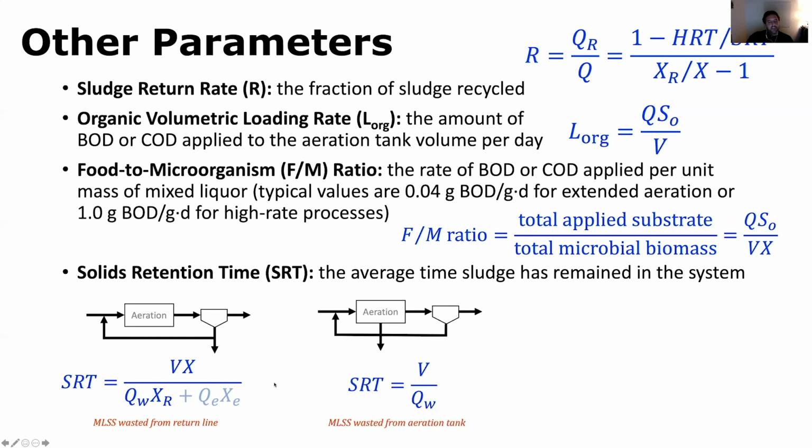However, if the sludge is wasted from the aeration tank, as shown in this diagram here, then SRT is equal to V divided by QW. And we can demonstrate this using mass balance.